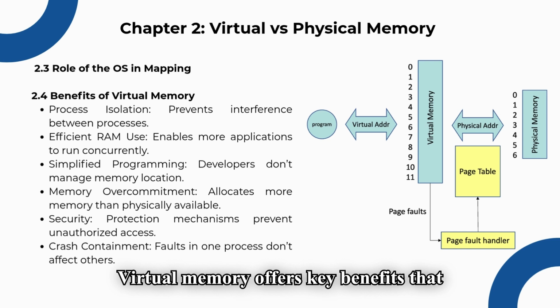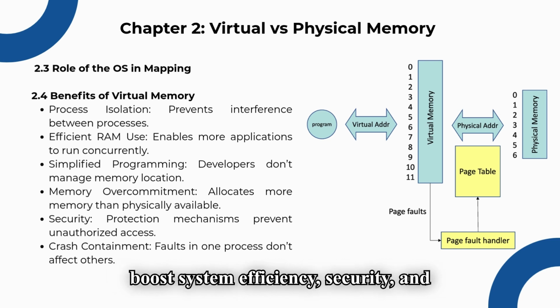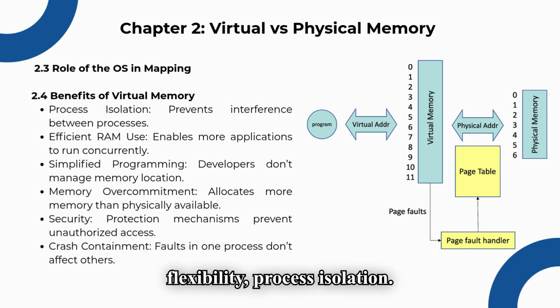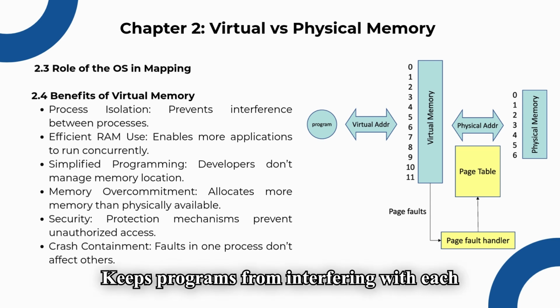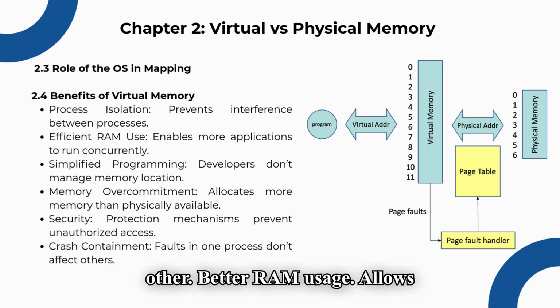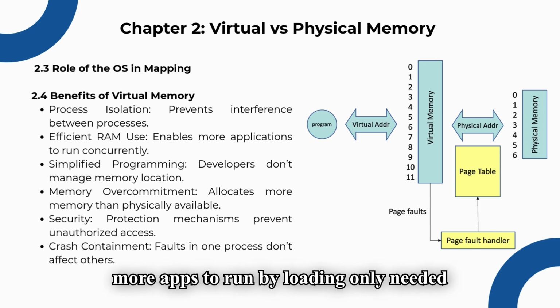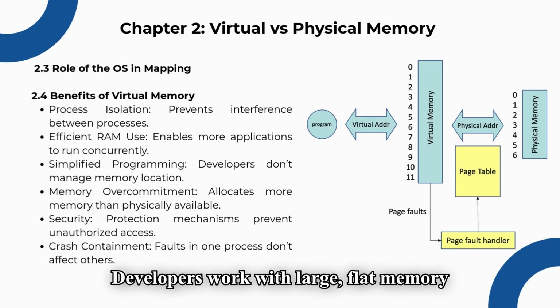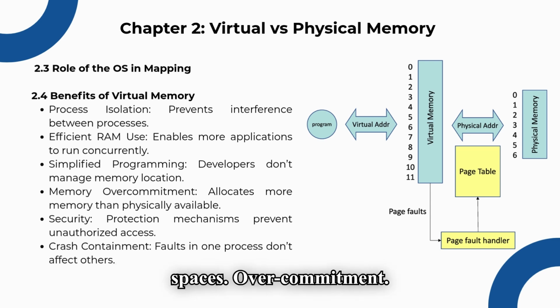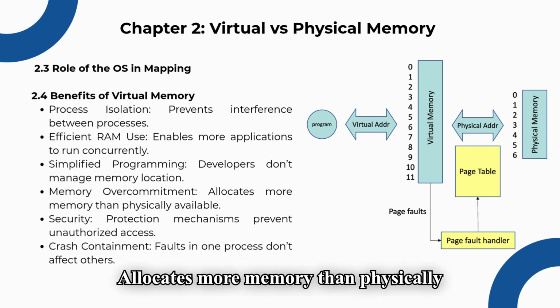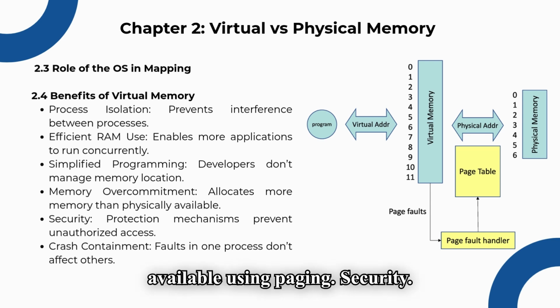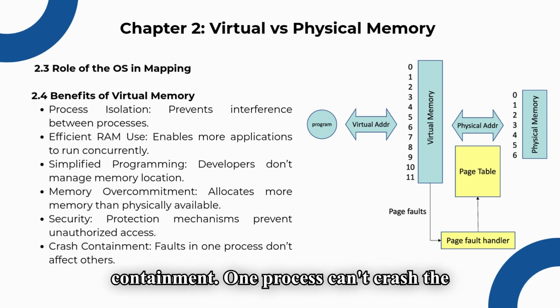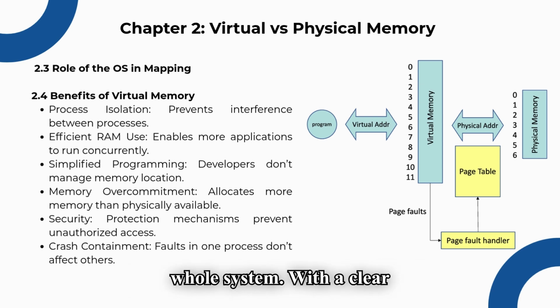Virtual memory offers key benefits that boost system efficiency, security, and flexibility. Process isolation keeps programs from interfering with each other. Better RAM usage allows more apps to run by loading only needed parts. Simplified programming. Developers work with large, flat memory spaces. Overcommitment allocates more memory than physically available using paging. Security. Features like the NX bit prevent unauthorized code execution. Crash containment. One process can't crash the whole system.